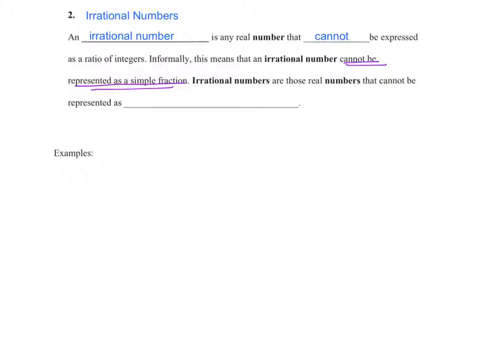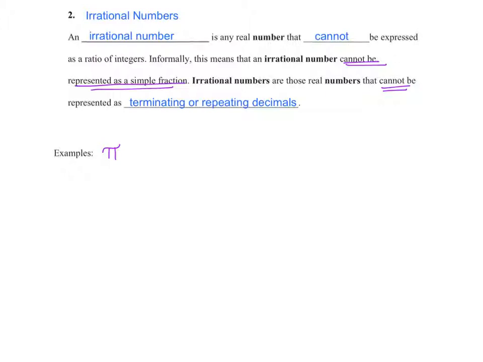Irrational numbers are real numbers that cannot be represented as terminating or repeating decimals. The most famous irrational number is pi. Pi is a decimal that keeps going and going and going. It never ends. Therefore, it is an irrational number.